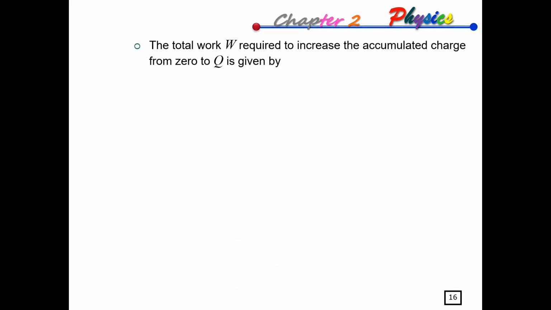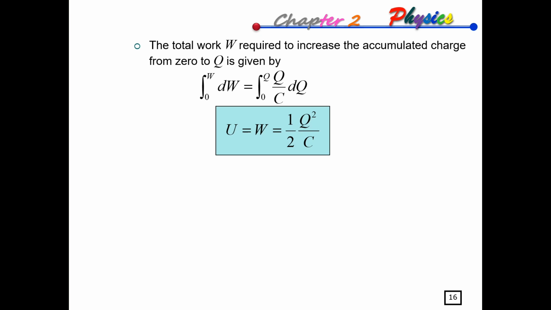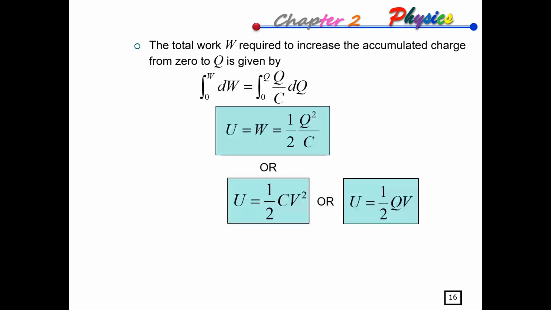The work done formula can be derived by using the concept of integration. The integration of dW from 0 to W is equal to the integration of Q over C from 0 to Q with respect to Q. When we integrate dW, it will be U or W, and this U is equal to the result of the above integration. The result of the integration of Q over C with respect to Q is equal to half Q squared over C, or U is equal to half CV squared, and the last formula for energy is equal to half QV. These three equations can be used to find the energy stored in the capacitor.